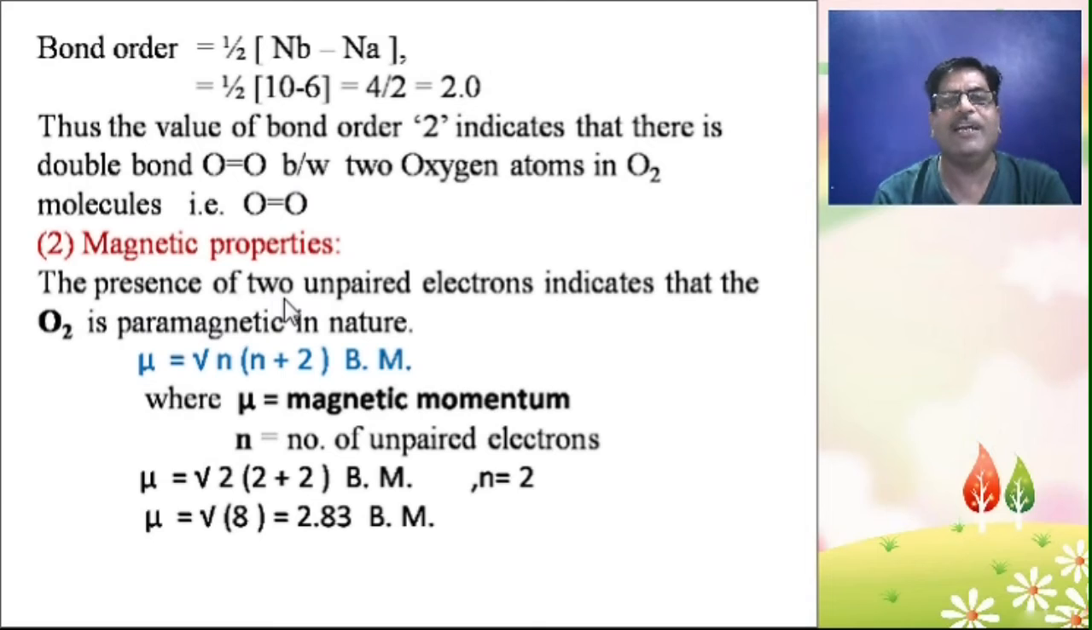So what are the magnetic properties of O2 molecule? The presence of two unpaired electrons indicates that O2 molecule is paramagnetic in nature. If paramagnetic, let's calculate mu. So mu is equal to under root n into (n plus 2) BM, Bohr magneton. Here the number of unpaired electrons n is equal to 2. So put the value of n here. So under root 8, and the value of under root 8 is 2.83 BM.